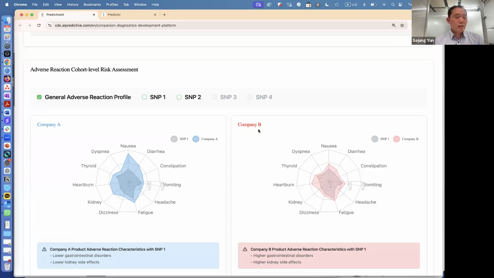In this way, we could reduce the requirement for more subjects. Therefore, we can reduce the cost of the clinical trial and the duration.